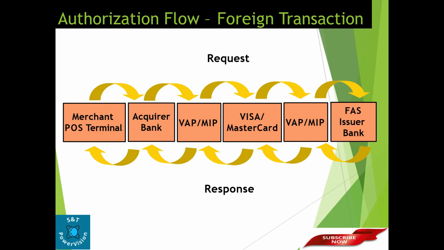If everything goes fine, then the issuer bank sends a response back to the merchant: okay, everything is fine. They are okay with the approval amount, so they accept the approval request. All this happens within a second only. So, okay, the approval is successful, and the customer receives the goods.